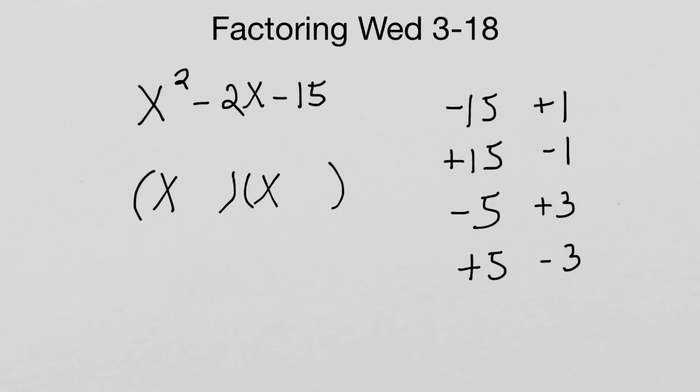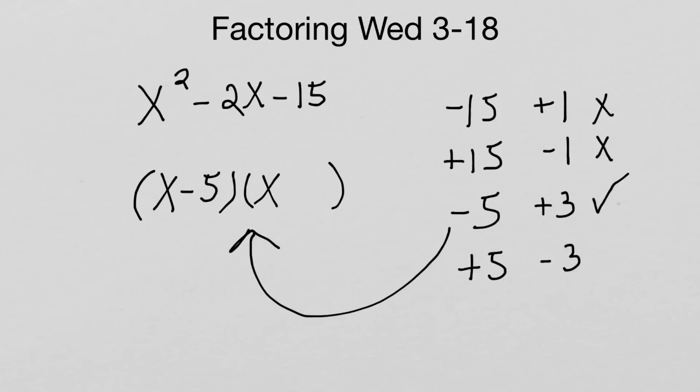All right, so let's go through the list. Negative 15 plus 1, that's going to be negative 14. It's not going to be this one. Negative 15 minus 1, nope. Negative 5 plus 2, I'm sorry, negative 5 plus 3. That's going to be negative 2. That's our winner right here. All I do is take those numbers over here and insert them in this. Minus 5 plus 3, and I'm done.